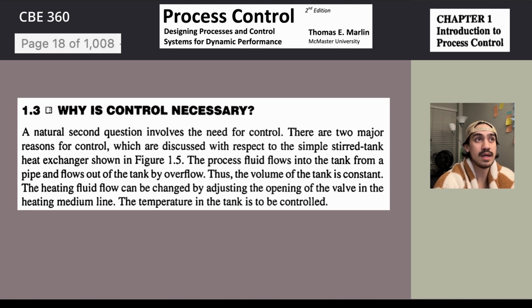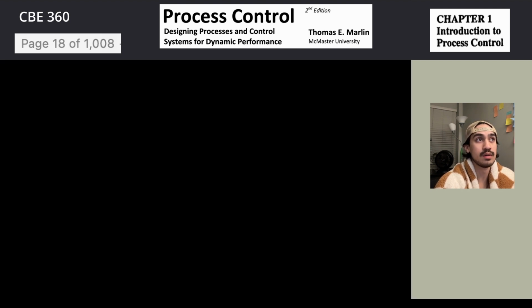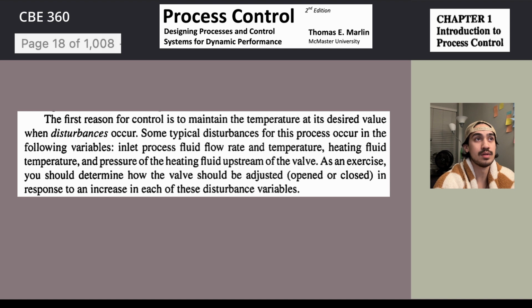The heating fluid flow can be changed by adjusting the opening of the valve in the heating medium line. The temperature in the tank is to be controlled. The first reason for control is to maintain the temperature at its desired value when disturbances occur. Some typical disturbances for this process occur in the following variables: inlet process fluid flow rate and temperature, heating fluid temperature, and pressure of the heating fluid upstream of the valve.